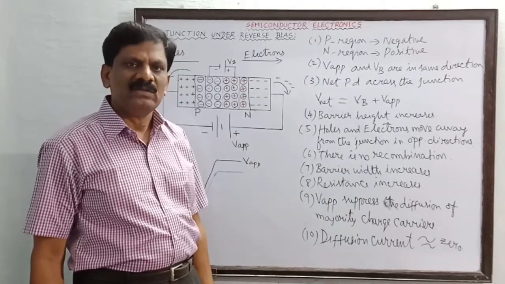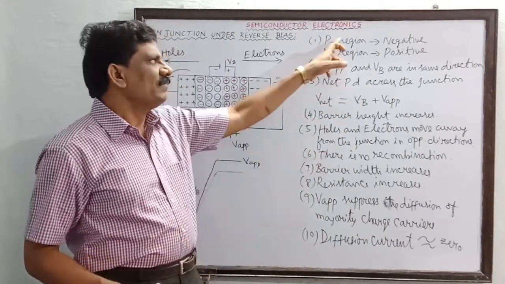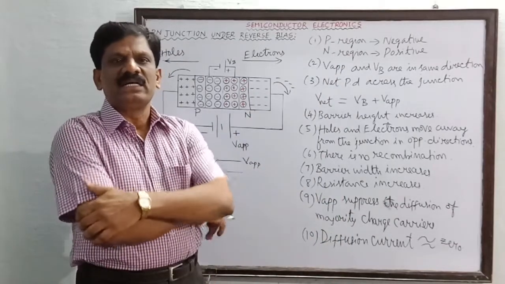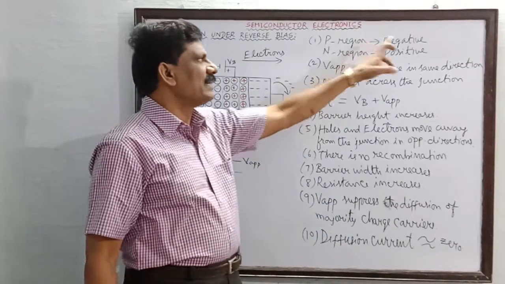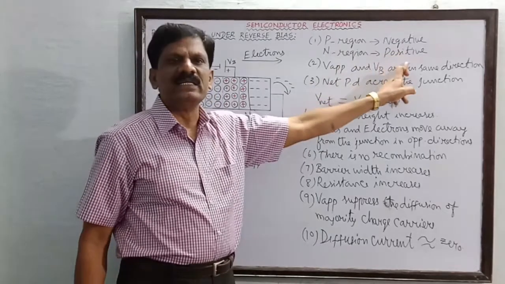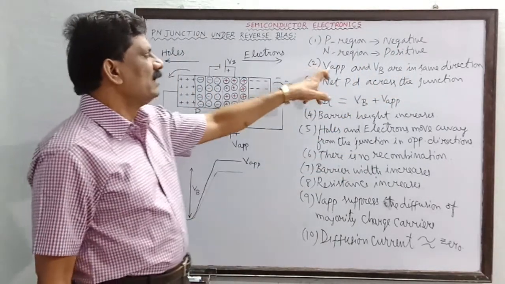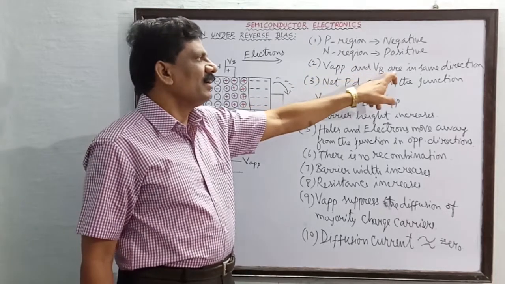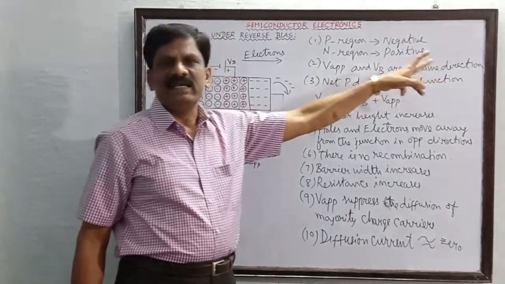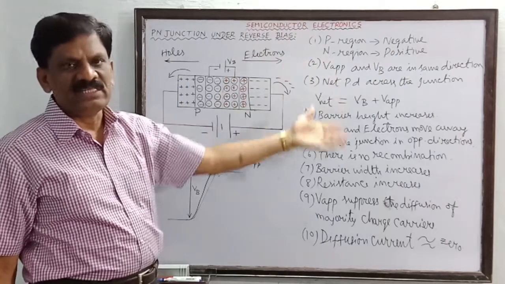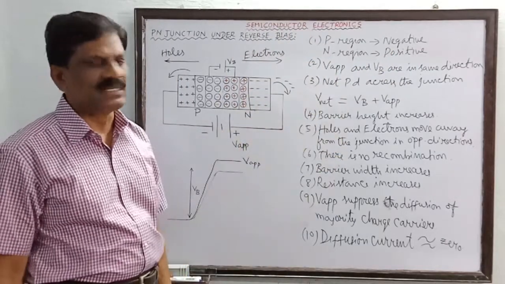Okay, so what are all the important points? When is a diode said to be reverse biased? When the P region is connected to the negative terminal and the N region is connected to the positive terminal of an external battery, or V applied and B must be in the same direction, then also the PN junction or the diode is said to be reverse biased.